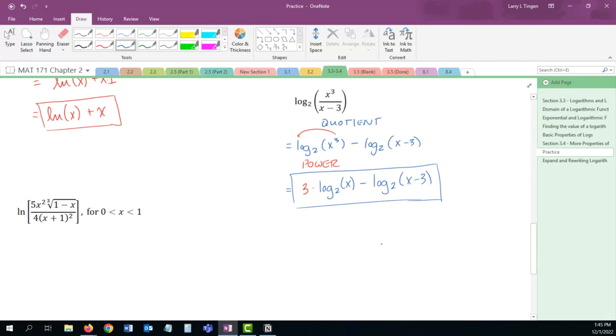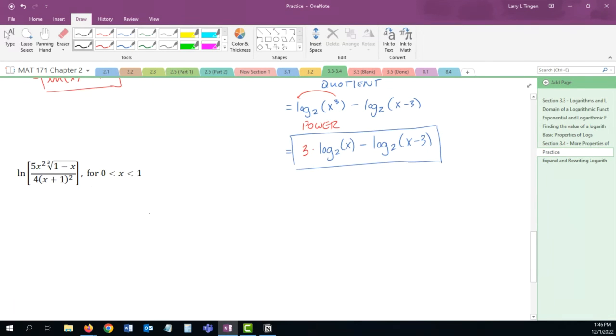All right? And then we have this last one, which looks like a mess, right? I have the natural log of 5x squared times the cube root of 1 minus x, all divided by 4 times quantity x plus 1 closed quantity squared.